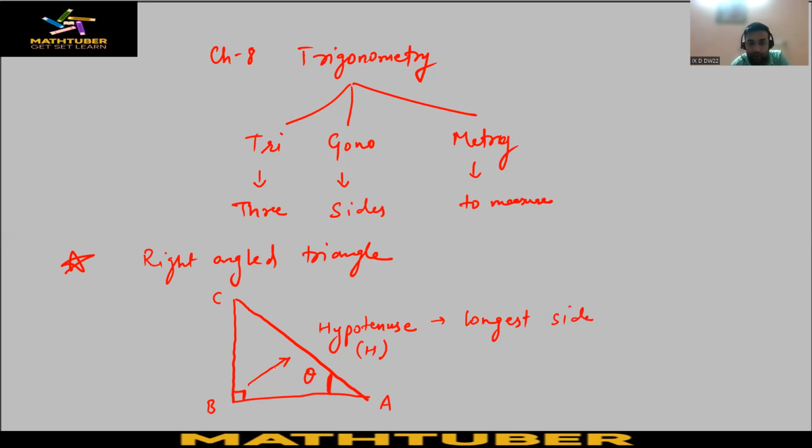Then the side opposite to this angle theta is known as the perpendicular, which is denoted by capital P, and the remaining side is known as base, which is denoted by capital B, right? So you just have to remember that the side opposite to the angle that you have taken is the perpendicular, because hypotenuse will remain the same. The position of perpendicular and base changes according to the angle that you have taken, right?